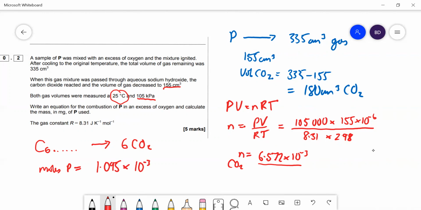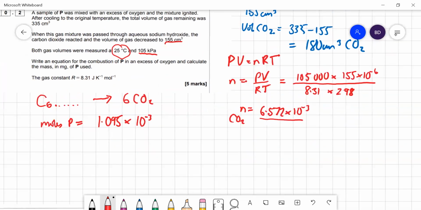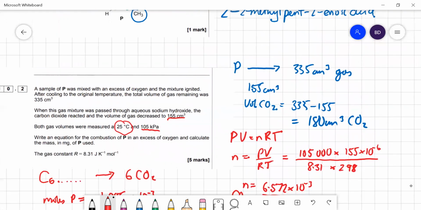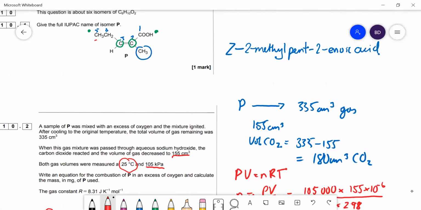All right, now we should write an equation for the combustion of P and use it to calculate. So let's write a full equation. So P is C6H10O2. I'll just check that is H10. Pretty sure it is. Yeah, we've got 3, that's 5, 6, 7 plus 3 makes 10. Yeah, that's fine.